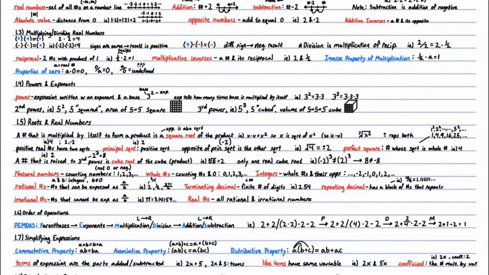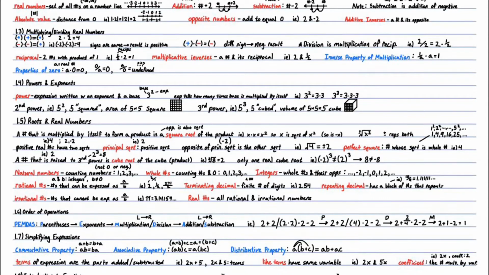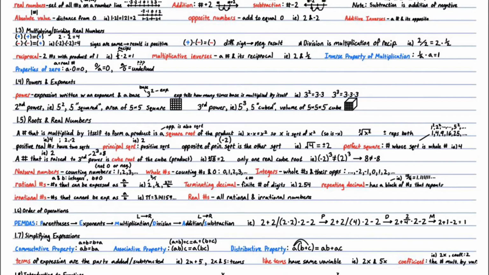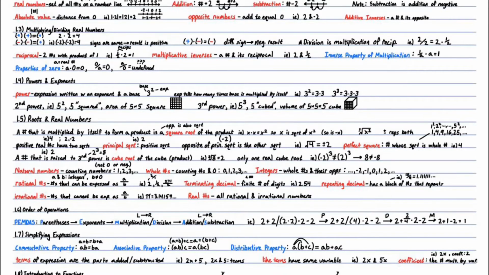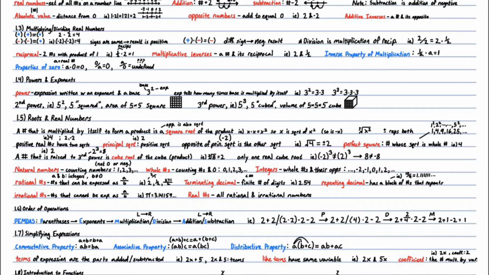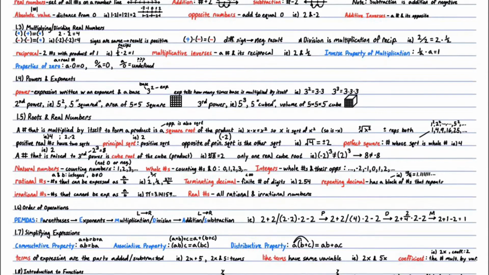Rational numbers are numbers that can be expressed as a ratio of integers. A terminating decimal has a finite number of digits. A repeating decimal has a block of numbers that repeats. Irrational numbers cannot be expressed as a ratio of integers. Real numbers are all rational and irrational numbers.